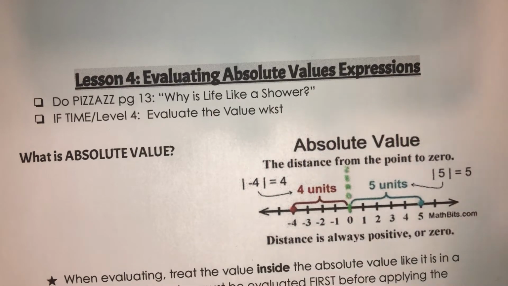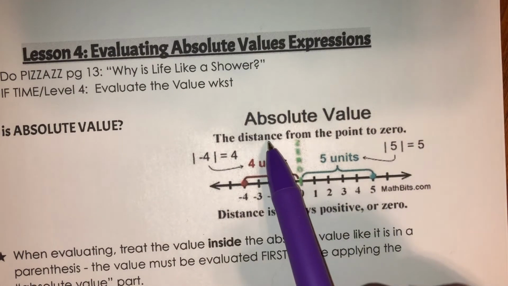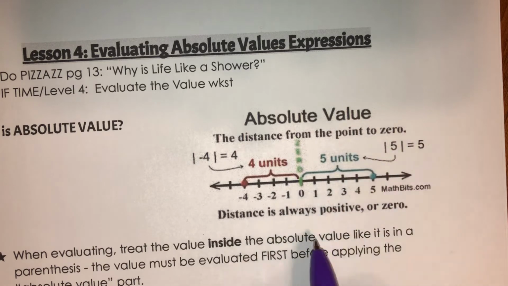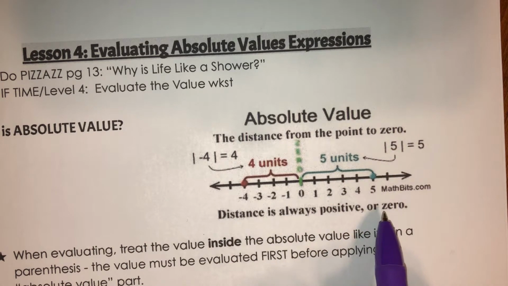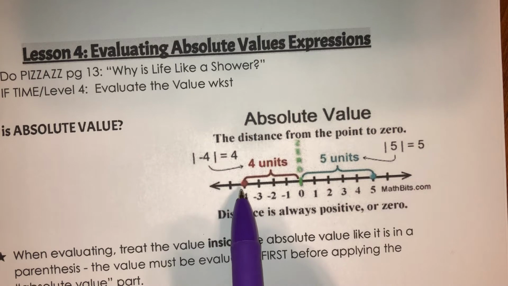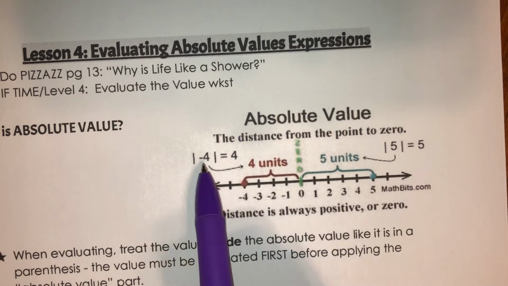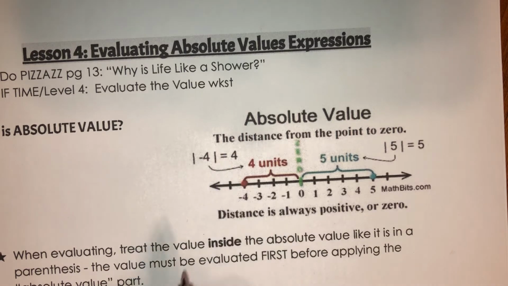All right, we're talking about absolute value. The definition of absolute value is the distance from a point to zero. And distance is always positive, therefore absolute value is always positive. So if I have -4, the absolute value of -4, that just means it is 4 units away from zero. So the absolute value of -4 is 4.